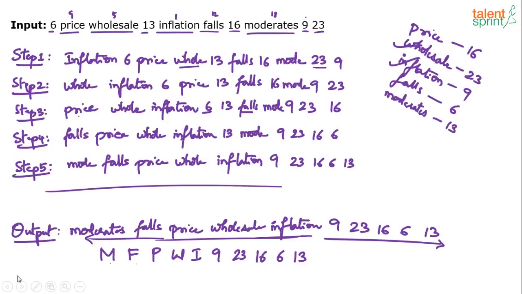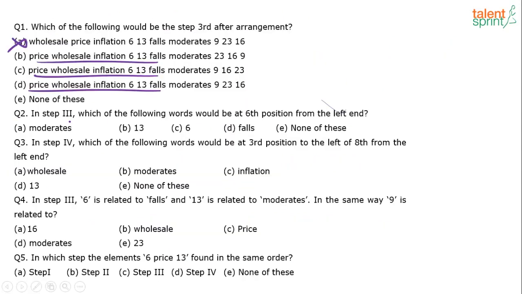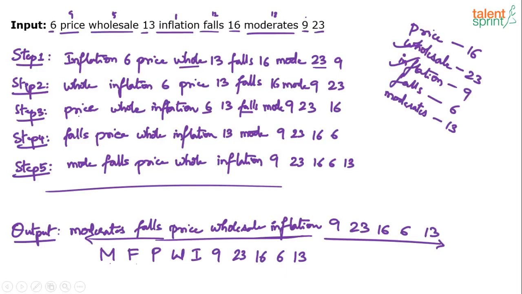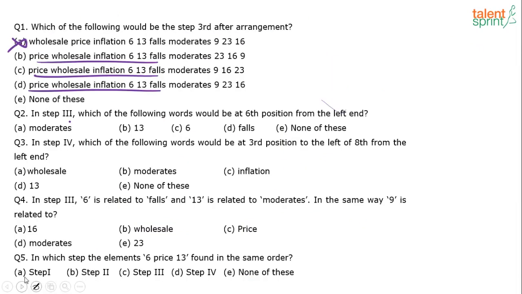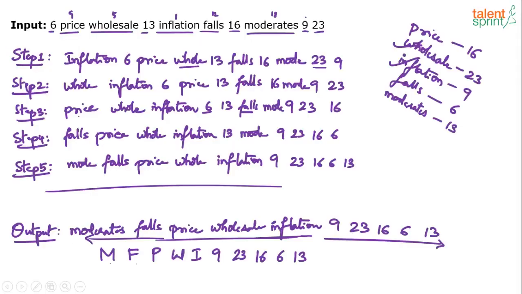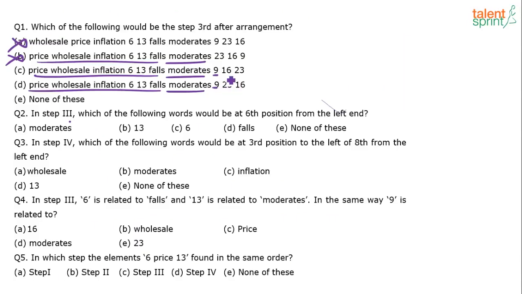Then what comes after false in the 3rd step? Moderate, 9, 23, 16. Moderate is of course there. Then it should be 9, and after 9, I think it was 23, right? Here it is 16, so that is eliminated. 9, 23, 16, so option D is the answer.